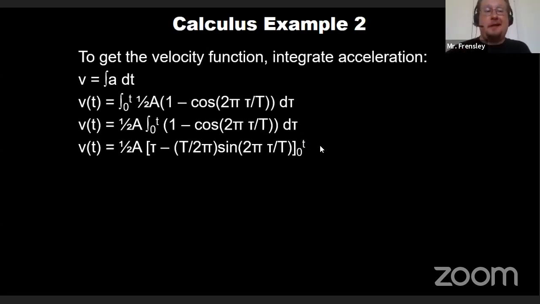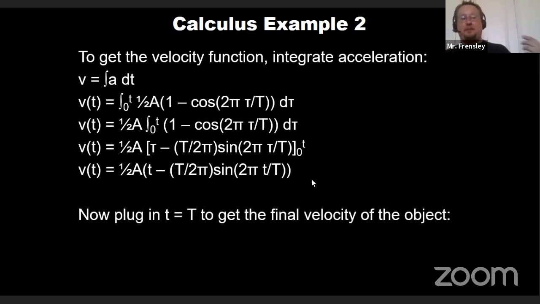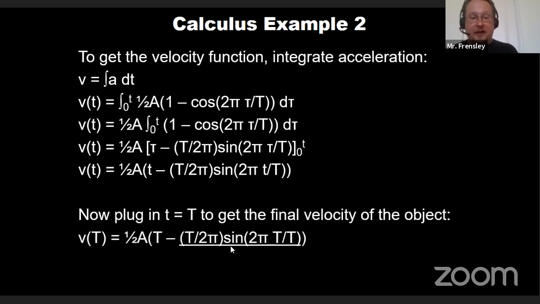So if you plug in time equals 0, then the t is 0 and the sine is 0. Plug in the little t and you get your velocity function, 1/2 A, t minus this thing that came from the chain rule, T over 2 pi times sine of 2 pi t over capital T. So if I plug in capital T, which is when the acceleration ceases, then everything that's underlined is going to be 0 because the sine of 2 pi is 0. That only leaves you with 1/2 AT.